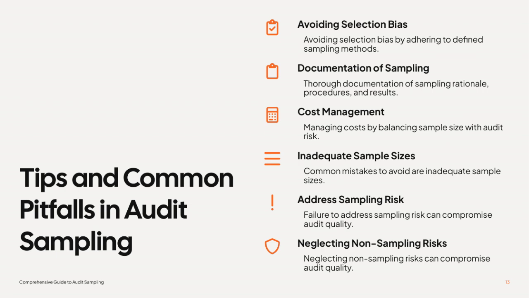Cost management is another important consideration. We have to strike a balance between the size of our sample and the level of audit risk we can accept so that we don't overspend while maintaining quality. One of the most common mistakes is using inadequate sample sizes, which can jeopardize the reliability of our findings. Also, addressing sampling risk is vital. Ignoring this can directly impact the overall audit quality. Finally, we must not forget non-sampling risks. Neglecting these can also undermine the integrity of the audit, so it's essential to consider all potential risks throughout the process.